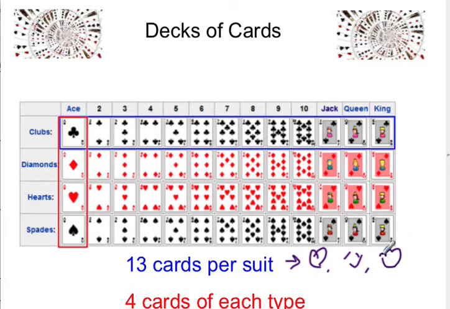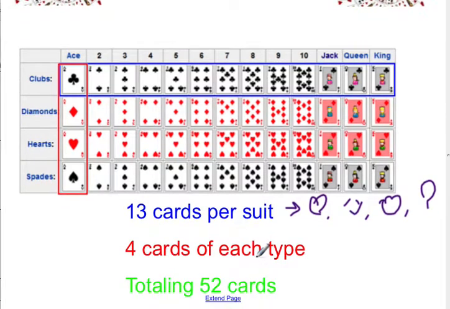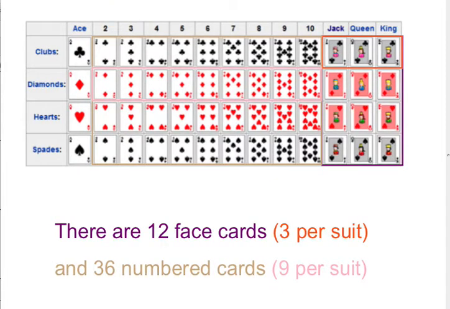Clubs, there we go, almost, and spades, okay? So then there's 4 cards of each type. So there's 4 kings, 4 queens, and so forth, okay? There's a total of 52 cards in one deck, okay? So then their number of face cards, there's 12 face cards.